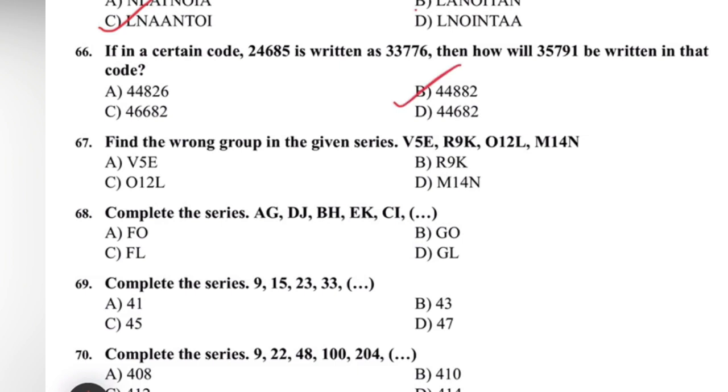Coming to the next one. Find the wrong group in the given series. You have to find out the wrong group from this given series. Try to find it out. Answer is option B. So students, if I am reading this question paper, you can pause this video and find out the answer and then you can play. That's better. I don't want to spend this time between questions because you can use the pause option.